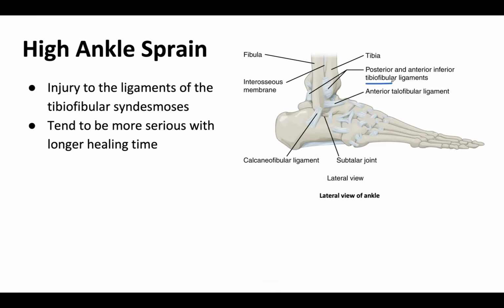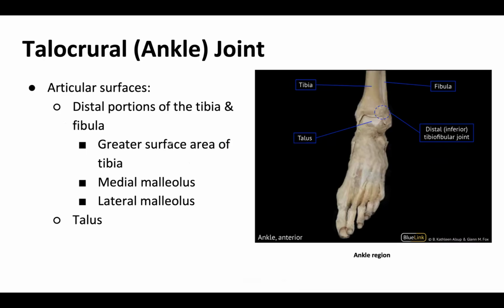This type of injury will often occur with really, really excessive twisting. And these injuries are much less common than a typical ankle sprain, but are more serious, and with that comes a longer healing time. Now let's move to the true ankle joint. Scientifically, we call this the talocrural joint. Recall that the leg is sometimes referred to as the crura.